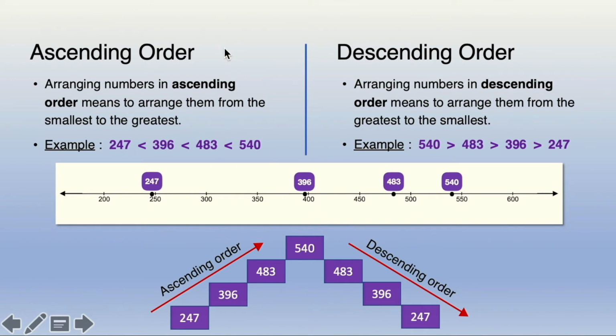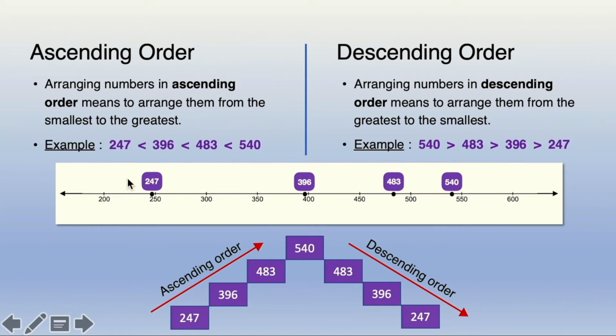Now, what do we mean by ascending order and descending order? Arranging the numbers in ascending order means to arrange them from the smallest to the greatest values. Over here we have 4 numbers, and for better understanding, these numbers are plotted along the number line. This number 247 has the least value out of all these 4 numbers. So in our ascending order, this will be our first number.